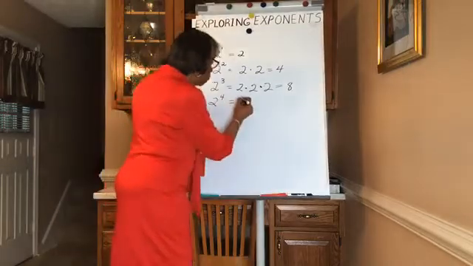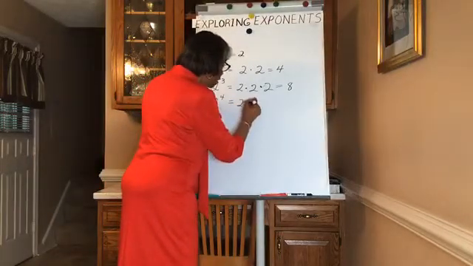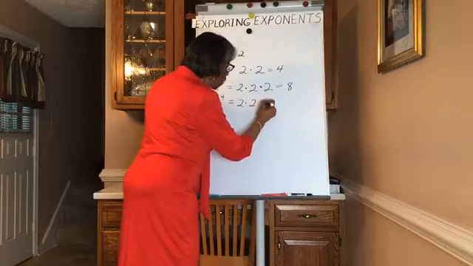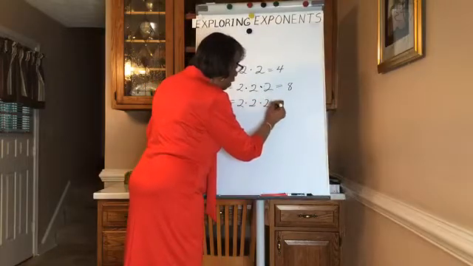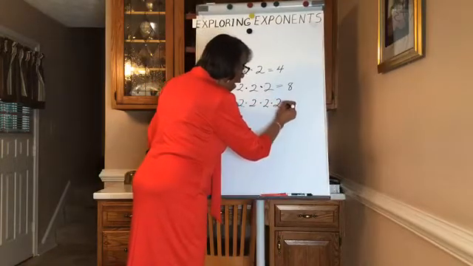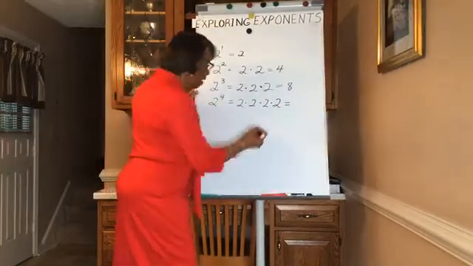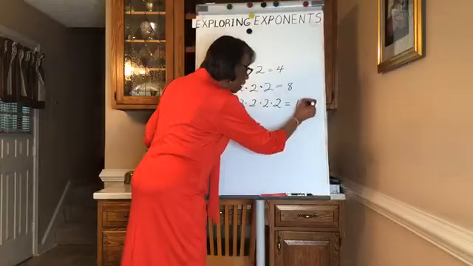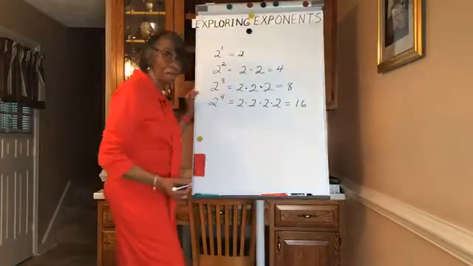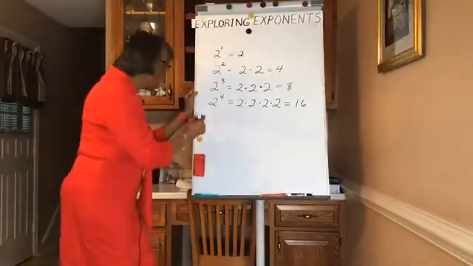All right, so right now we're going to write it out. 1, 2, 3, 4, and what did you get? You should have gotten 16. All right. So what would 2 to the 5th power be?